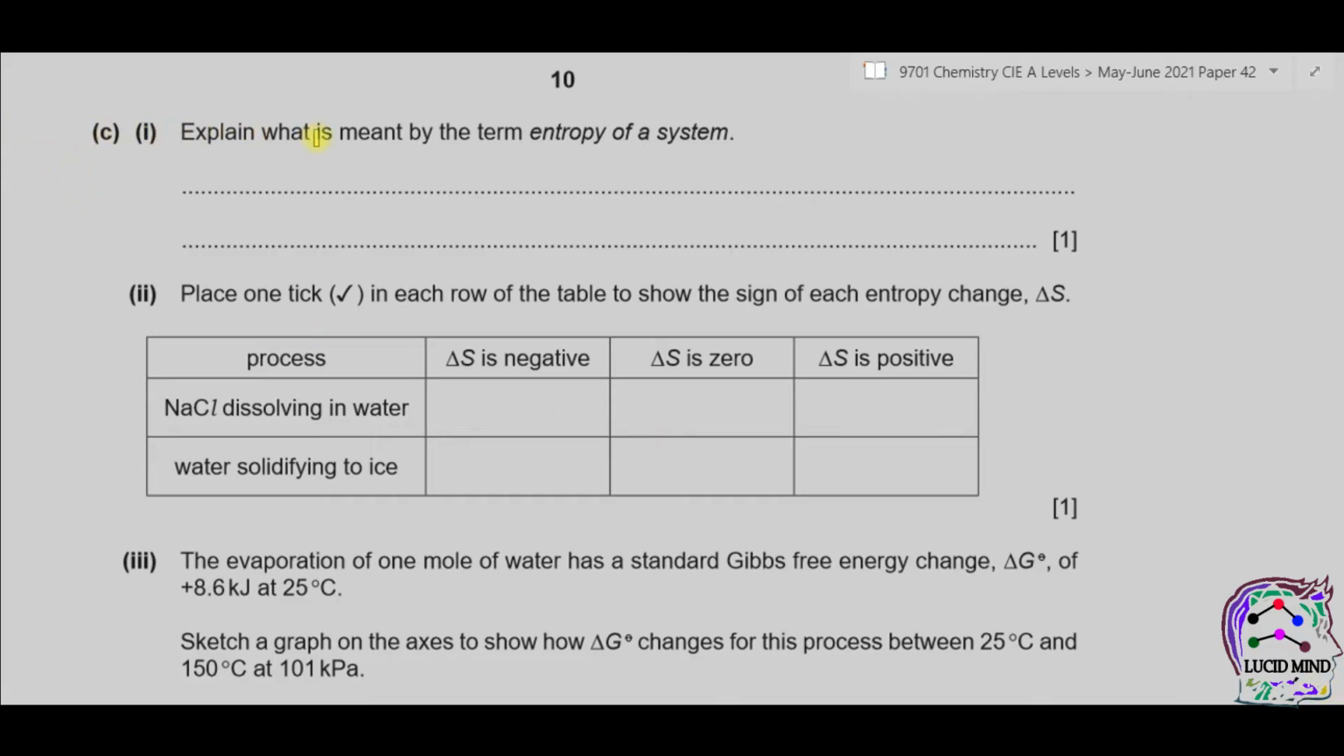Question C, part 1. Explain what is meant by the term entropy of a system. Now entropy is disorderliness, so we can write that it is the degree of disorder or randomness of a system. The greater the disorder, the greater will be the entropy value.